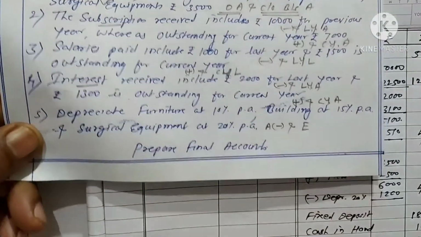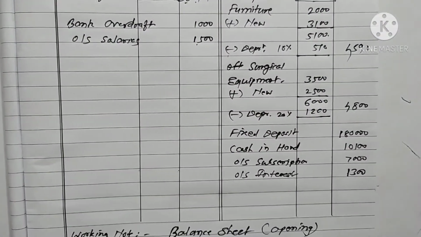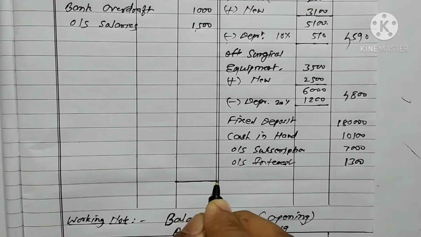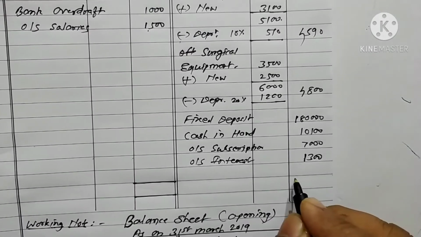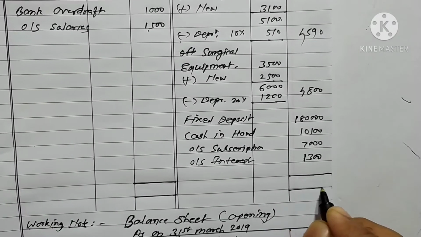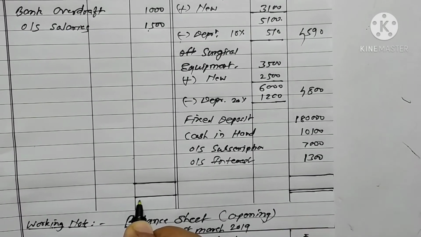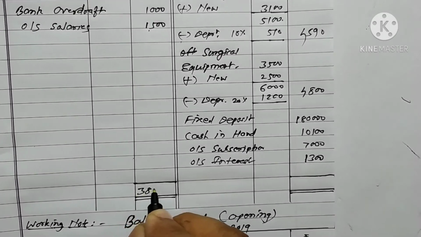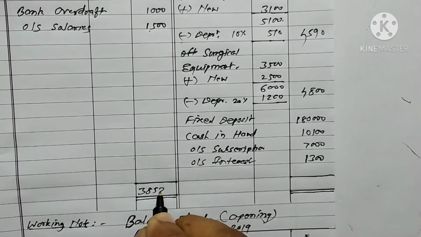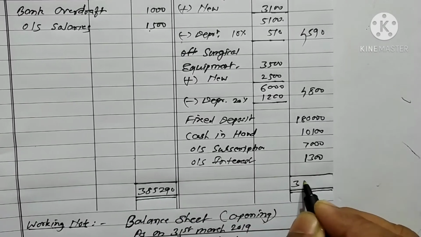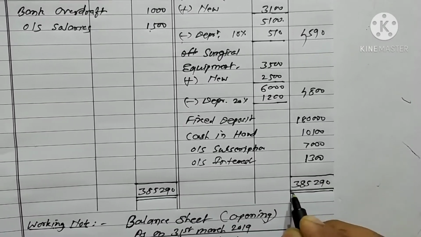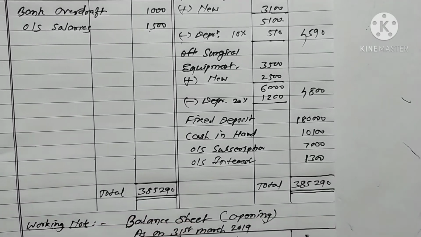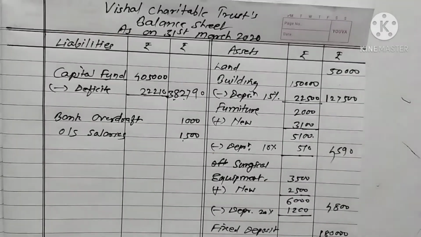Okay, complete. Now we go to close the balance sheet. Total of liability side is equal to asset side. Total rupees 3,85,290. 3,85,290 is the total. Okay, this is the complete answer.